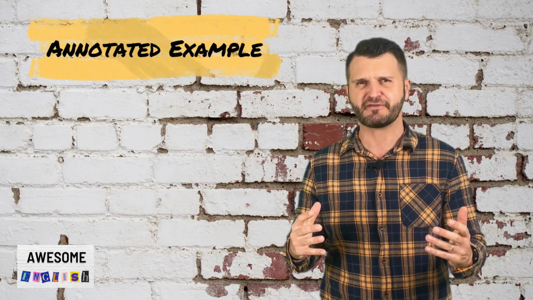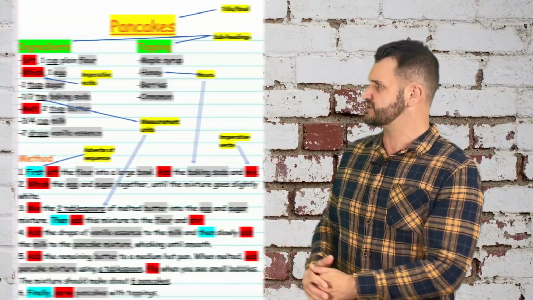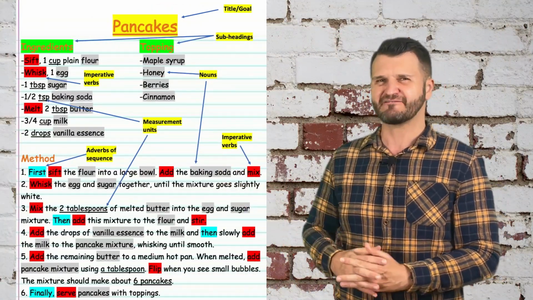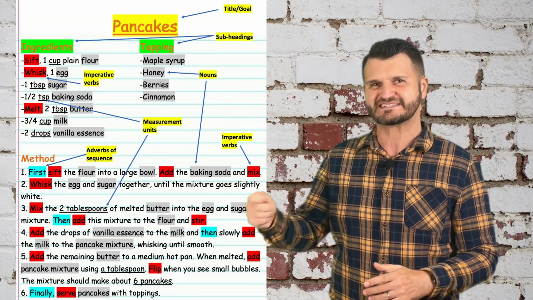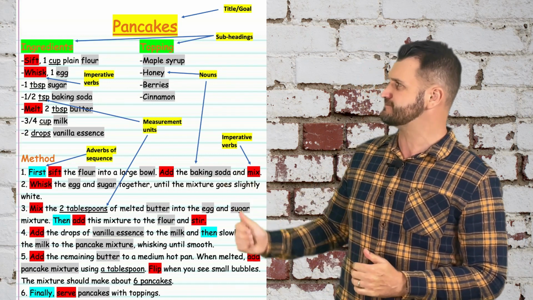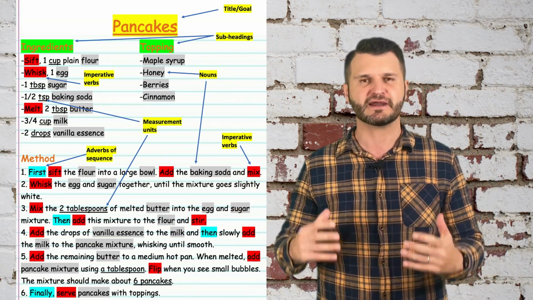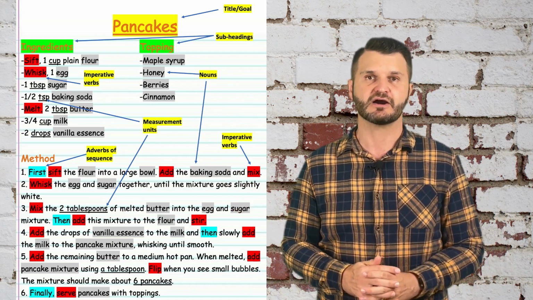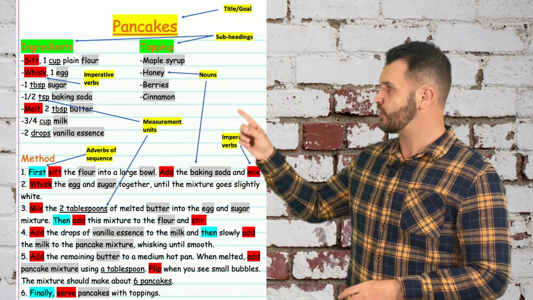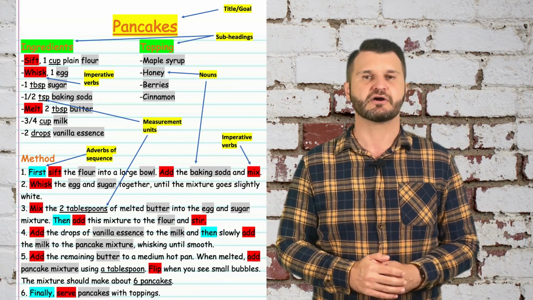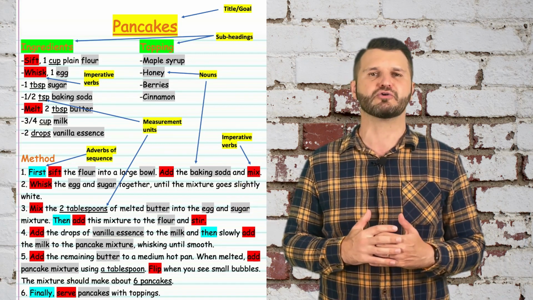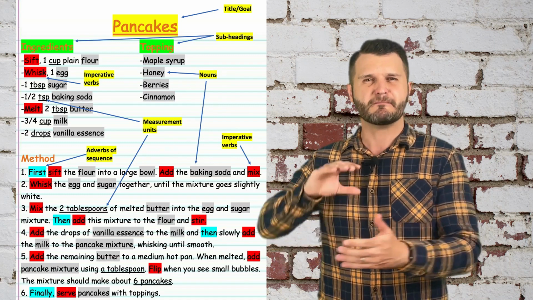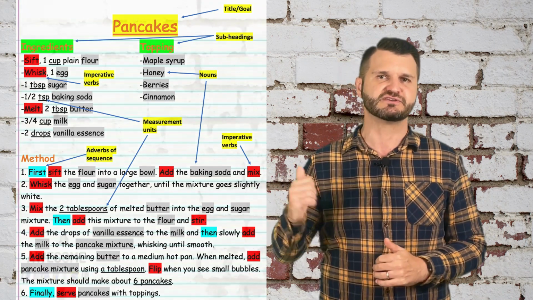So here's that method annotated. You can see we have things like adverbs of sequence. We've got those imperative verbs, whisk, and we have clear, simple and compound sentences to make our instructions clear. We also have the steps numbered, 1, 2, 3. Now, it's over to you. Use this example to help you. Go and draft your own procedural text method section by using this. Off you go.